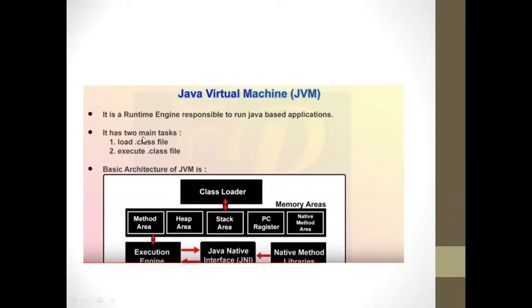So the basic architecture consists of these major things: a class loader, memory areas, the execution engine, and the Java native interface. This interface basically provides the interface between the native method libraries and the execution engine. So this is the execution engine, then we have the Java native interface and the native method library.